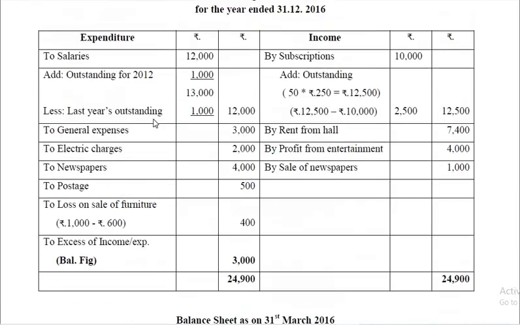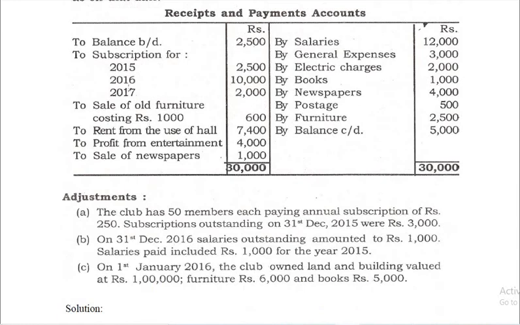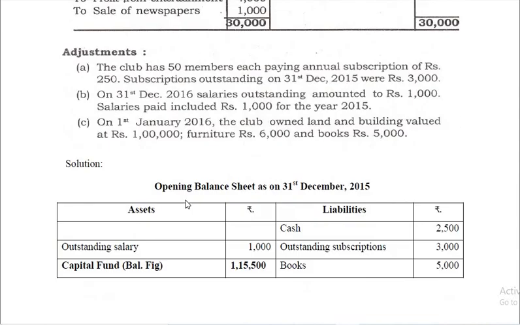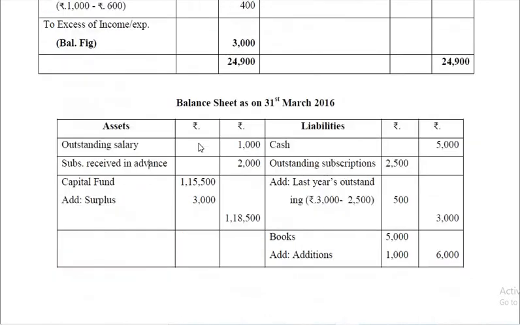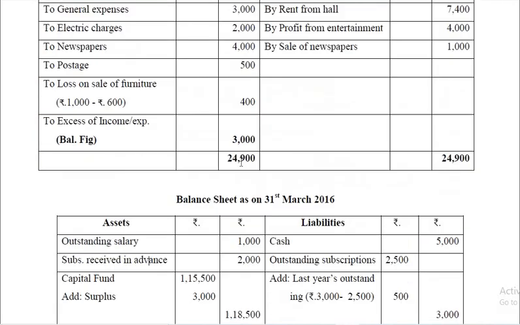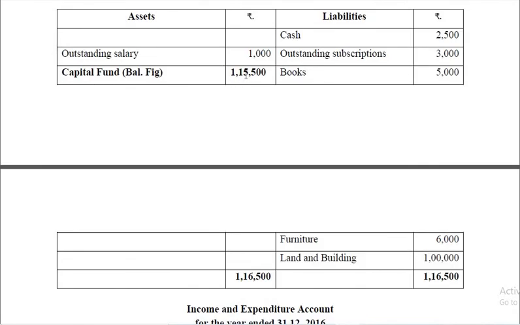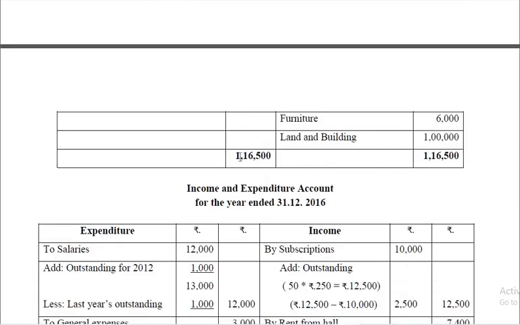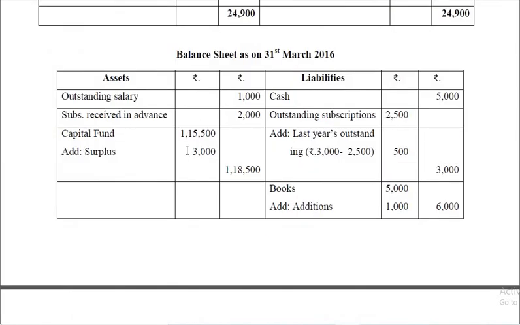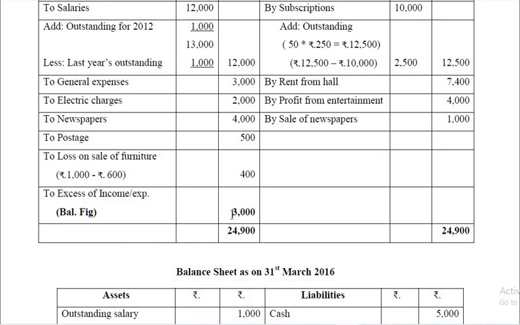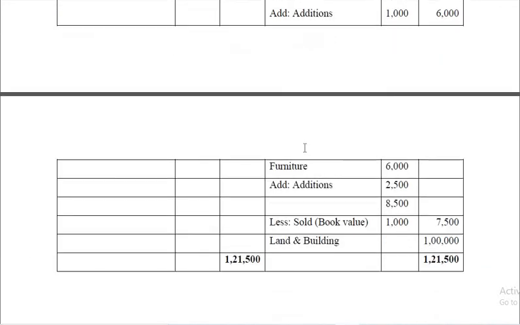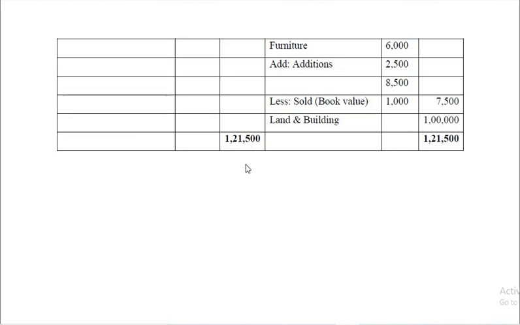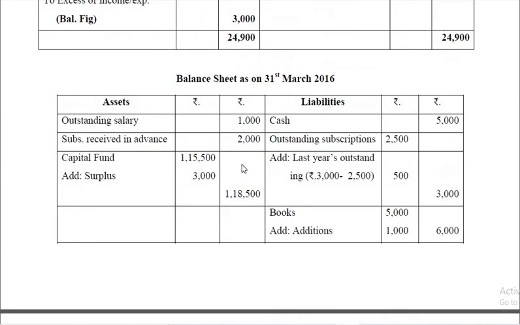Subscription received in advance, you have understood already. Look at the receipts and payments account here for 2017. You have received 2,000 in advance. So that should be shown here. Then capital fund 1,15,500. This is the balancing figure here. And surplus during the year, excess of income over expenditure, 3,000. So 1,18,500 is the balance of capital fund. If you total both the sides, you will get 1,21,500. So thank you very much.